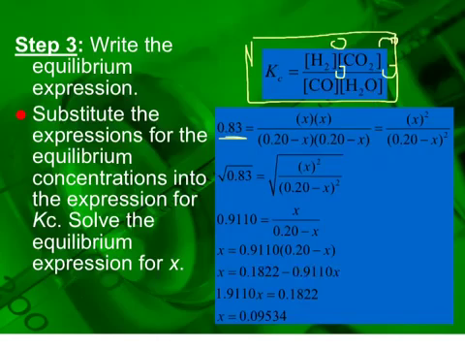Next, we simplify. x times x is now x squared, and 0.2 minus x times 0.2 minus x is merely 0.2 minus x squared. In order to get rid of the square, we square root both sides, so the left-hand side is now 0.9110, and the right-hand side is just x divided by 0.2 minus x. Now we rearrange our equation and then solve for x, so that we find x is 0.09534 moles per liter.